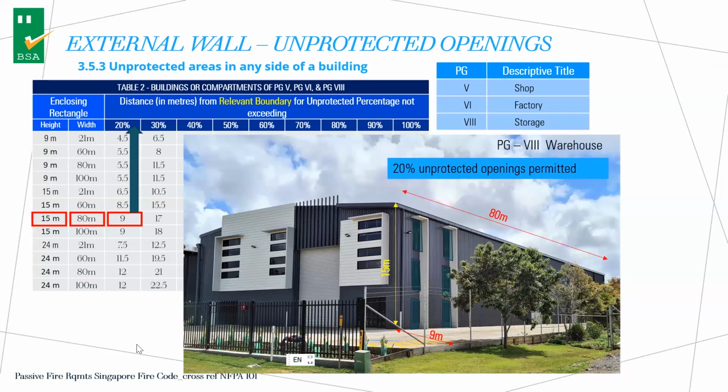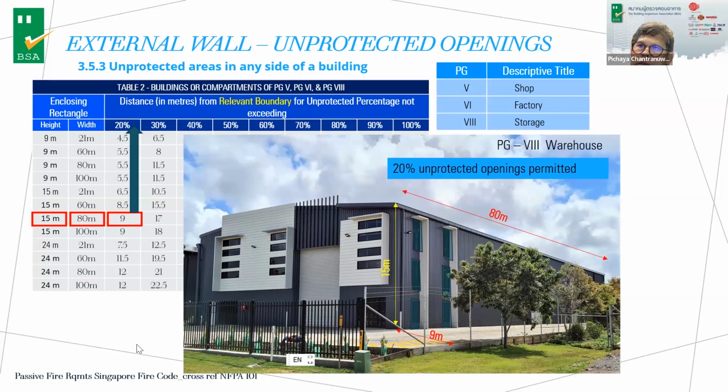No, you cannot reduce the distance, but you can reduce the wall rating. The wall is part of a storage, right? Based on this purpose group, the wall needs to be 2 hours. But because you have a sprinkler, you can reduce the 2 hours to 1 hour. But the unprotected opening cannot be changed. They will reduce the resistance to fire, period, not the opening size.